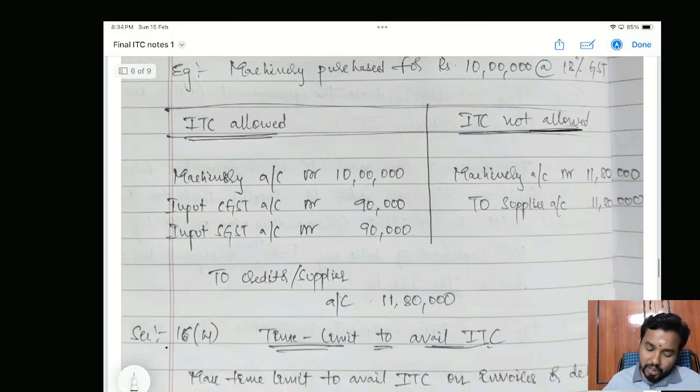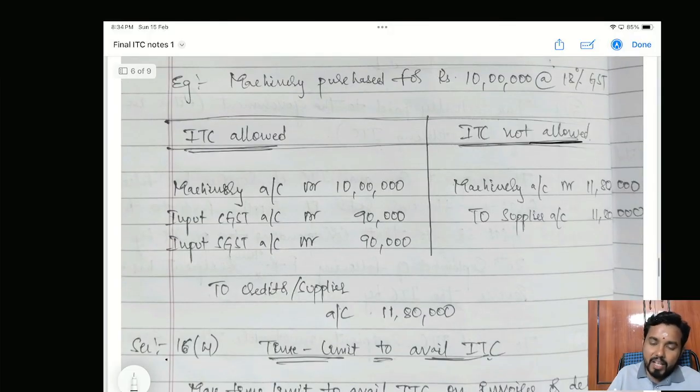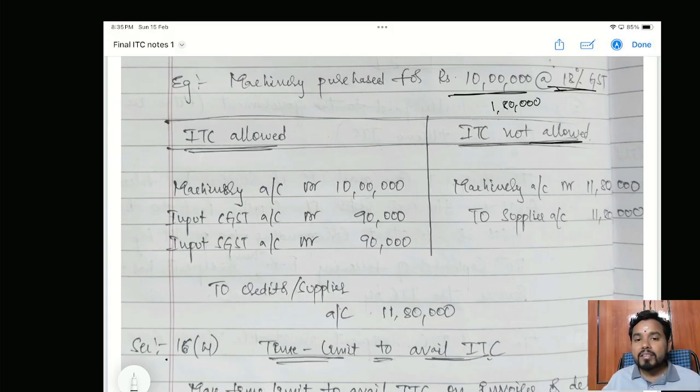I will explain this with a very simple example. For example, a registered person has purchased a machinery for rupees 10 lakhs. And the GST they have paid was at the rate of 18%. It means how much GST they have paid? 1,80,000. Now, whenever they have purchased this machinery, while recording the entry in the books of accounts, they are having two options. One option is machinery account debit 10 lakhs, input CGST 90,000, input SGST 90,000, and to creditor 11,80,000.